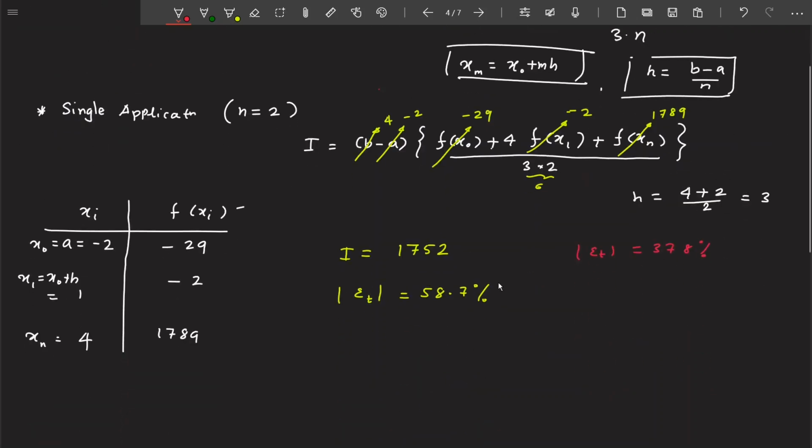And the error that you are getting by single application of Simpson 1/3 rule, you can see it's 58.7. So you can see such a big difference.